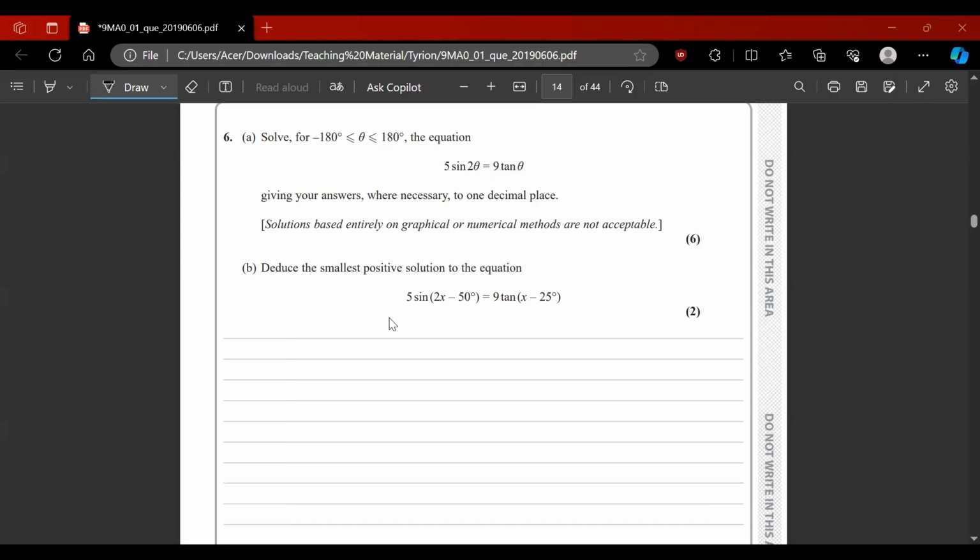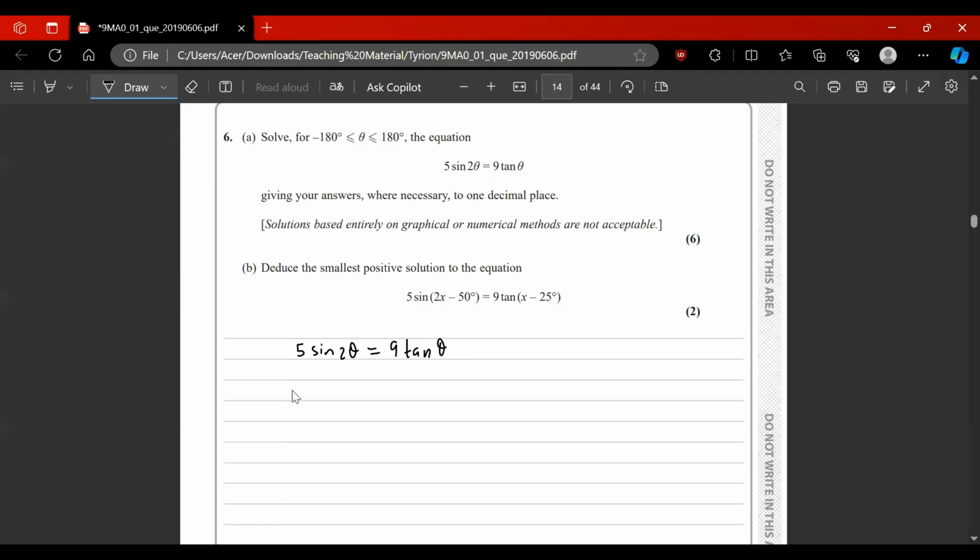So in question 6 here, we are asked to solve for theta between -180 and 180 the equation 5 sin 2 theta is equal to 9 tan theta, giving our answer to 1 decimal place. For this, firstly, we need to make use of the double angle formula to replace the sin 2 theta. So let me write the original expression, 5 sin 2 theta is equal to 9 tan theta.